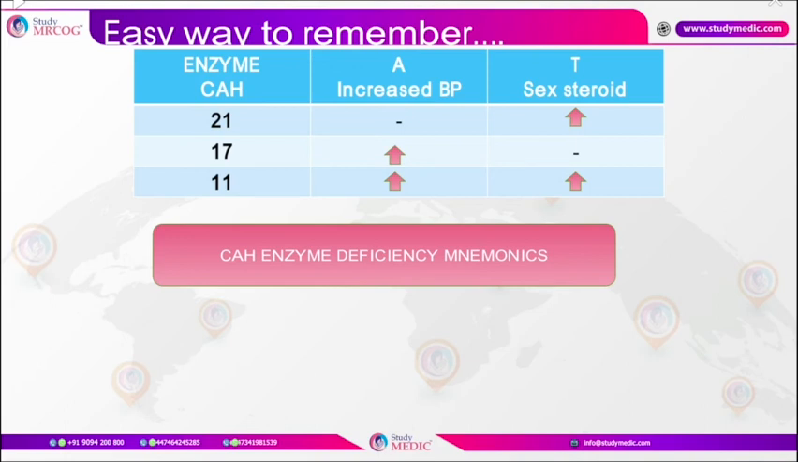As we know, 11 has two ones. So 11 is a number which contains double one, so you can see two arrows. In 17 there is only one mentioned, so it has a single arrow. In 21 there is a one mentioned at the second position, and in that second position you can see that there is an increase in androgen level.